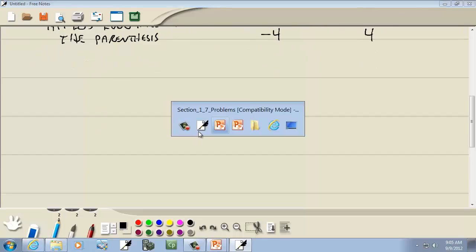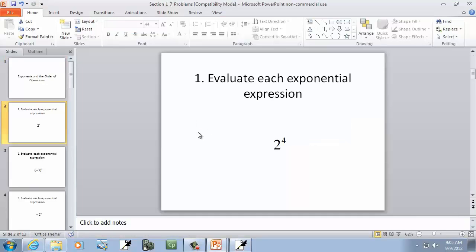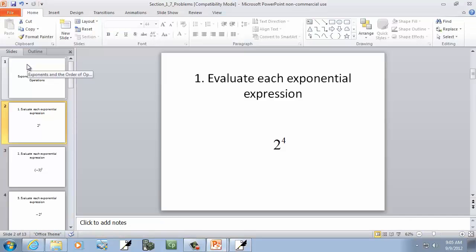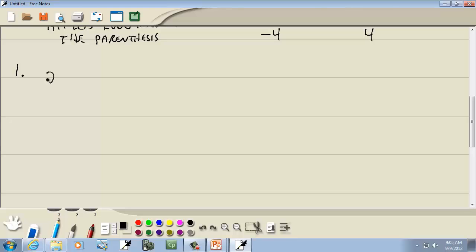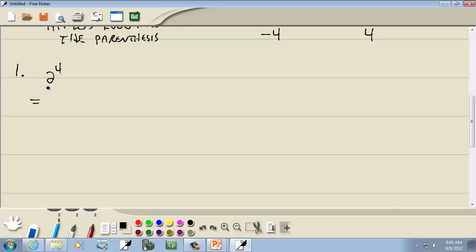Well, let's look at some problems on exponents. This one we already saw. Okay, 2 to the fourth. Again, the instructions say evaluate each exponential expression. And again, the 4 tells us we're going to have 4 2s. So we'll multiply 2 times itself 4 times, which we've already said is 16.